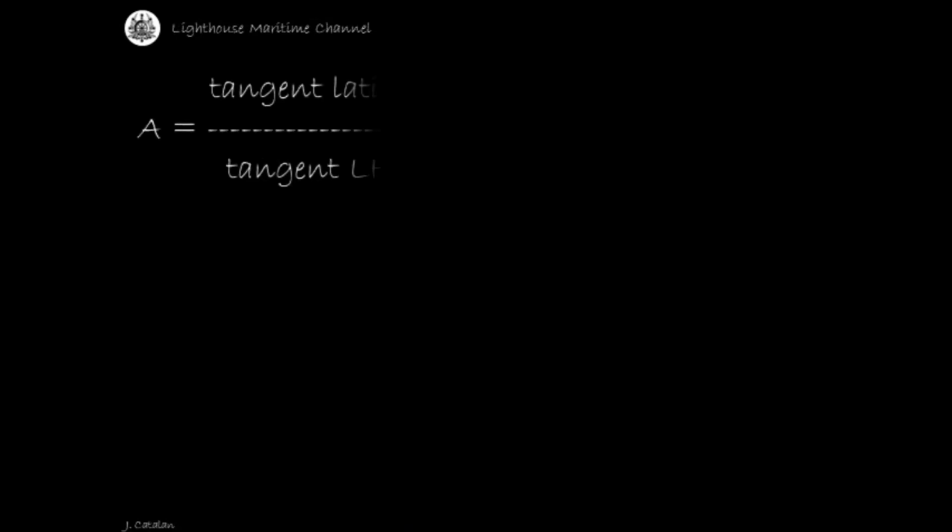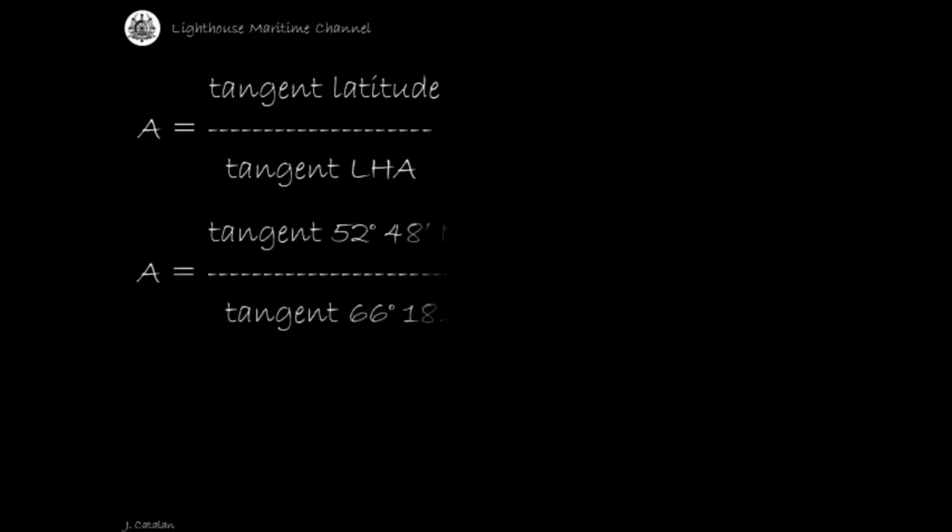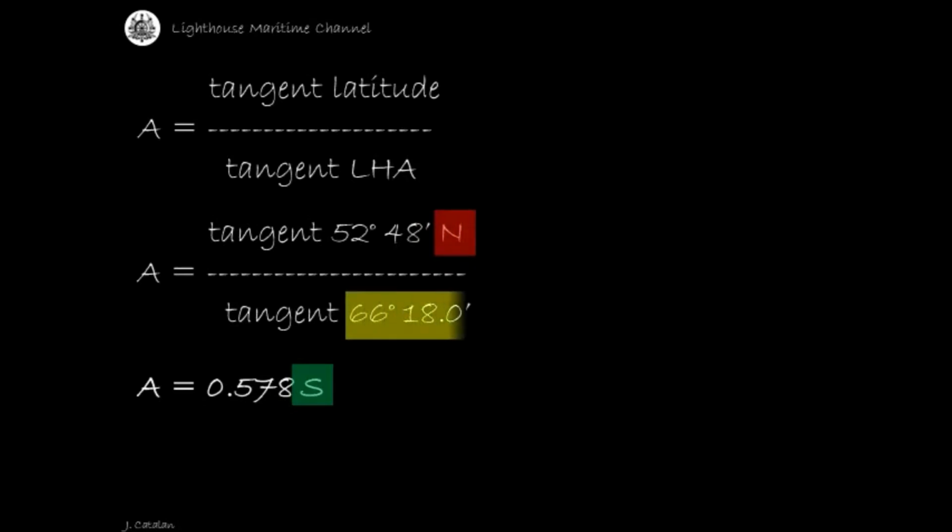A is equal to tangent latitude divided by tangent LHA. Distribute the value. A is equal to tangent 52 degrees and 48 minutes north, divided by tangent 66 degrees and 18.0 minutes. The result: A is equal to 0.578 south. Why is it south? It is because it is in the rule. Name A opposite to latitude, except when the hour angle is between 90 degrees and 270 degrees.